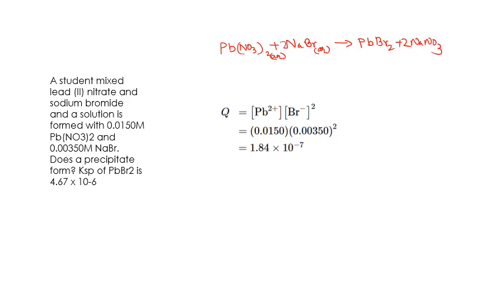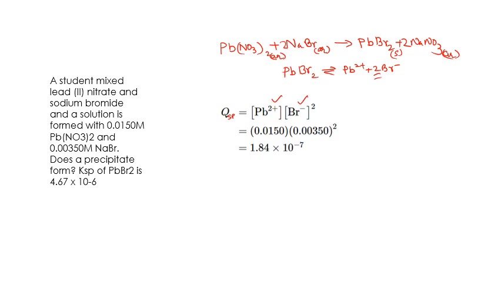And then how are we going to write the Ksp expression? So here we know this is the solid and this is aq. So we are getting PbBr2 as the solid. So that is what we are going to look at. PbBr2 is the possible precipitate. So how are we going to write that one? Pb2+ plus 2Br minus, correct? And then we can write the Qsp as Pb2+ times Br minus to the power 2, because of the coefficient 2.